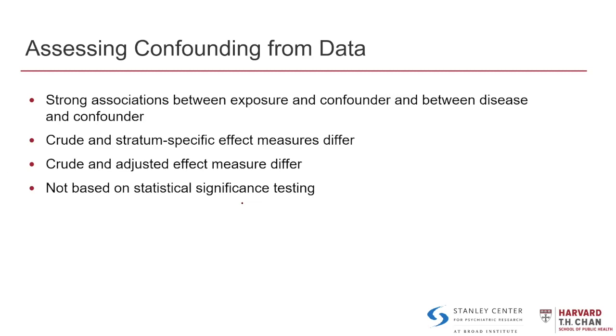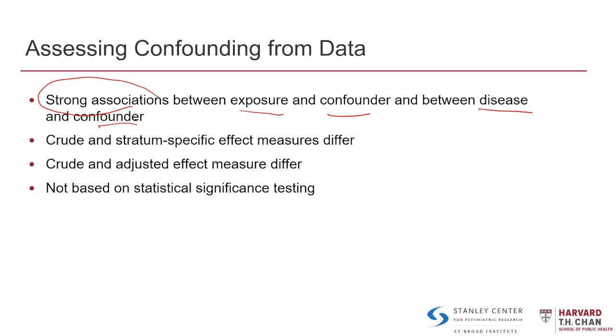The basic steps that we try to take: the first one is there needs to be strong association between the exposure and the confounder and between the disease and the confounder. So this is similar to the criteria that we have used earlier for our definition of confounders. And you might ask, what does strong mean? There may be some degree of subjectivity in that.